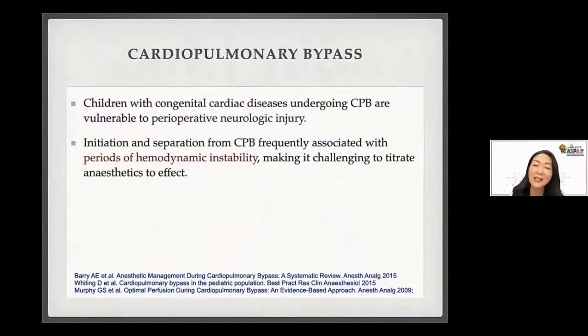We'll move on to the next group of patients who benefit from EEG monitoring. And these are patients, children with congenital cardiac diseases who are undergoing cardiopulmonary bypass. These kids are vulnerable to perioperative neurologic injury. The initiation and separation from cardiopulmonary bypass, those times are frequently associated with periods of hemodynamic instability, which makes it very challenging to titrate anesthetics to effect.